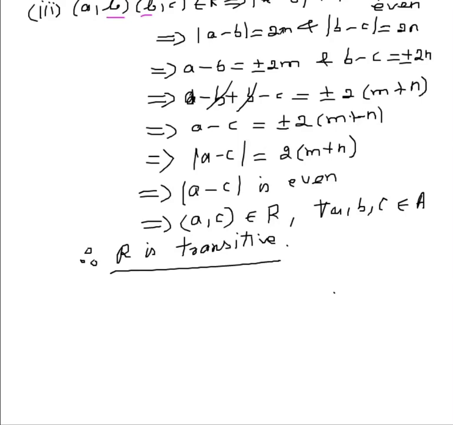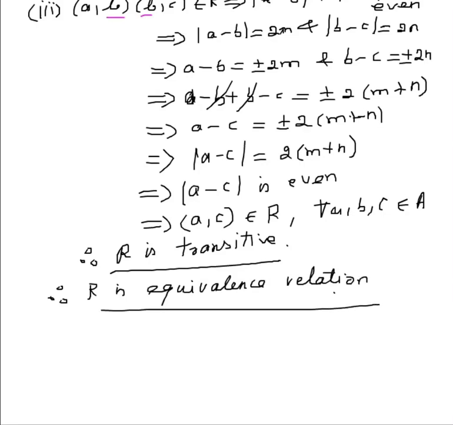Now we know that R is reflexive, symmetric as well as transitive. So I conclude that R is an equivalence relation. Now the second part of the question.